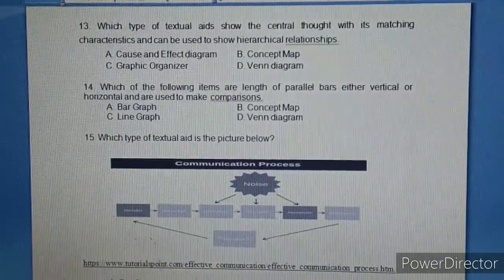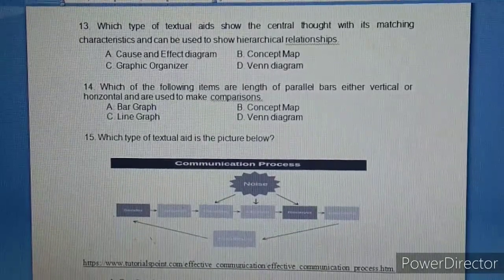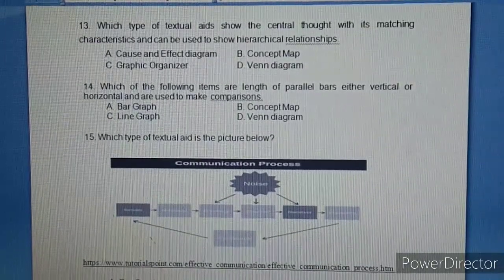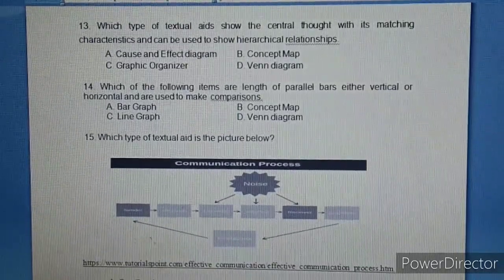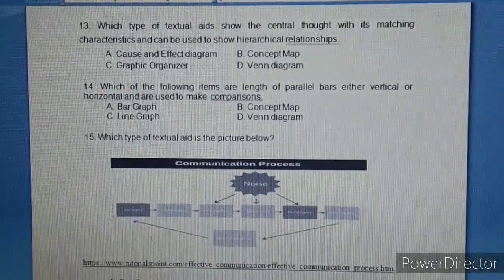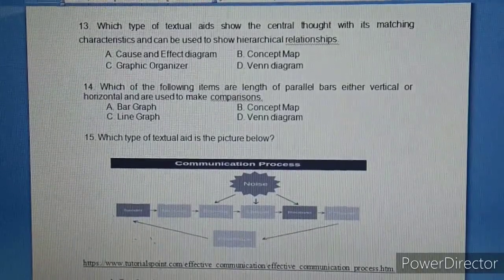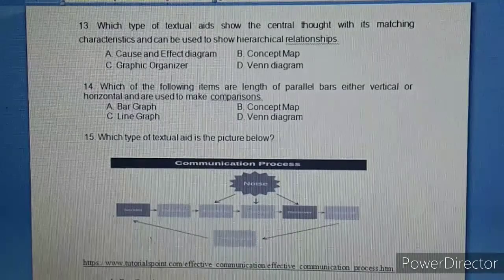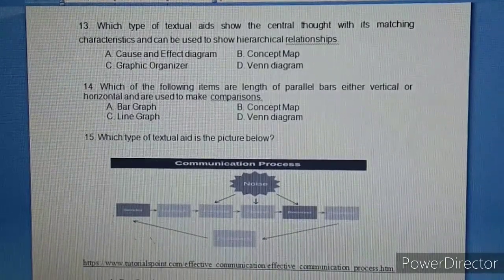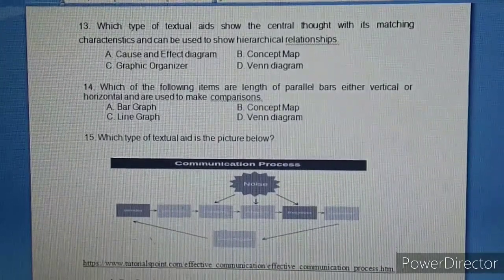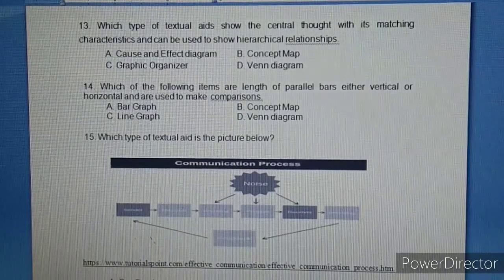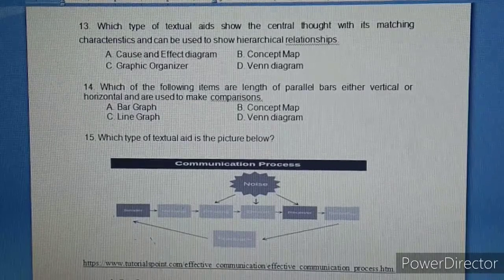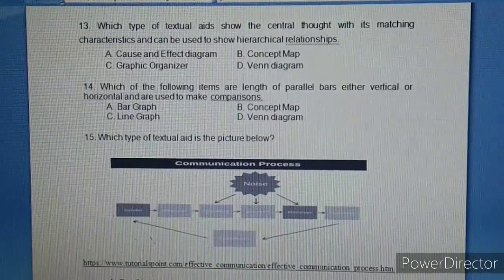Which type of textual aids show the central thought with its matching characteristics and can be used to show hierarchical relationships? A. Cause and effect diagram. B. Concept map. C. Graphic organizer. Or D. Venn diagram. What do you think is the correct answer for number 13? Great! The correct answer for number 13 is letter B.